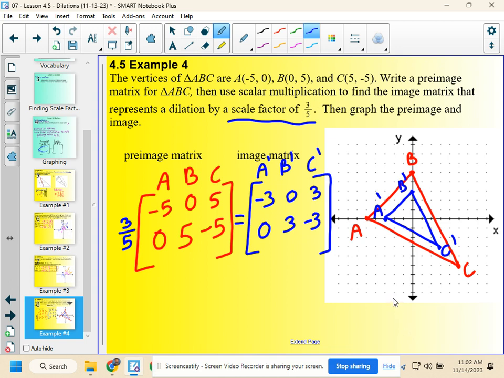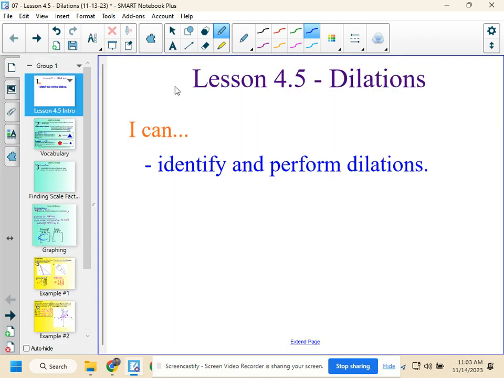So let's see. I think we got them all there. Graph, pre-image, and image. Everything's labeled correctly. That's it. That's your lesson on dilations. Hopefully everything in there made sense. That's chapter 4 too. So that's all I got.